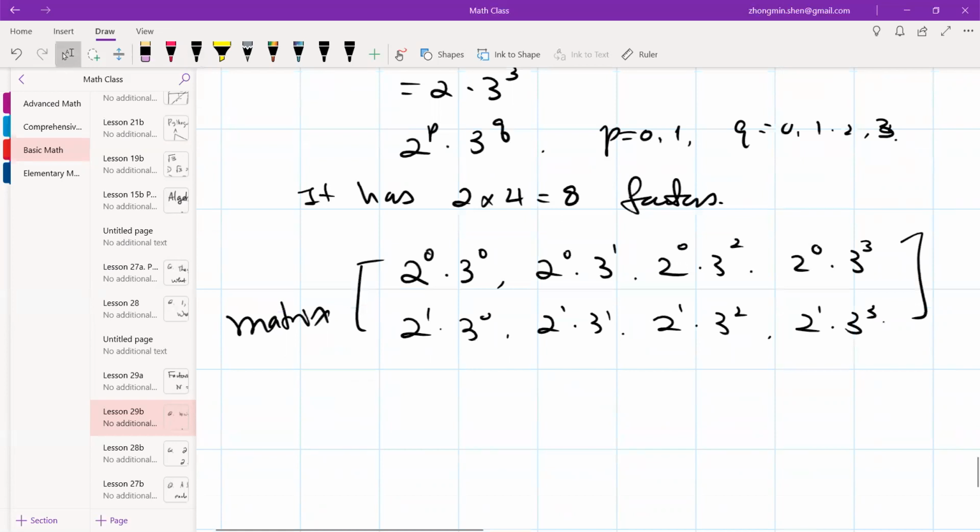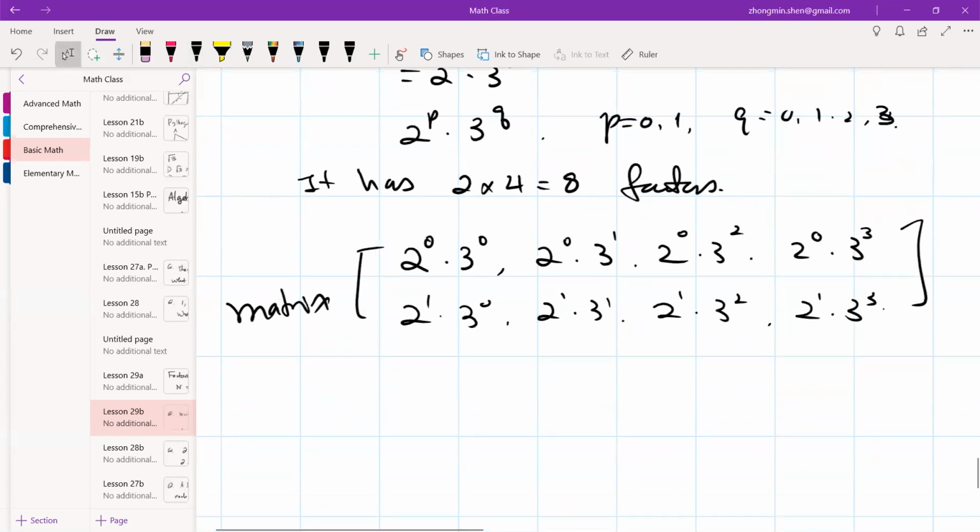Okay, so this is a 2-dimensional matrix. This is where you list. You fix one value and list all the numbers in one column when you change the second parameter, Q. Q is from 0, 1, 2, 3. P is 0 or 1, so you get 2 rows. Okay? You don't need to multiply them out.